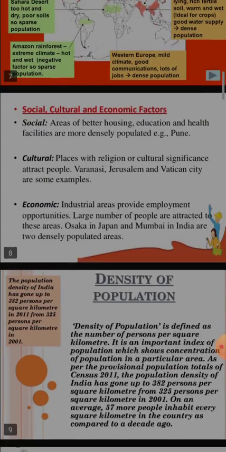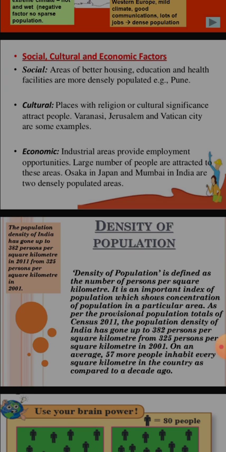Understood? Now come to the next point, that is social, cultural and economic factors. Children, these are the factors which also affect the population of any country, any nation. We'll see one by one. First we'll see social. Areas of better housing, education and health facilities are more densely populated. Example, Pune. If we take the example of our country, in metropolitan cities or big cities, why is population more? Because of the social factor, because of better opportunities in every sector. Areas of better housing, education, health facilities are densely populated. You can give examples apart from Pune.